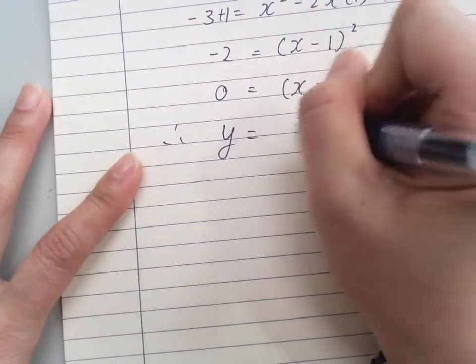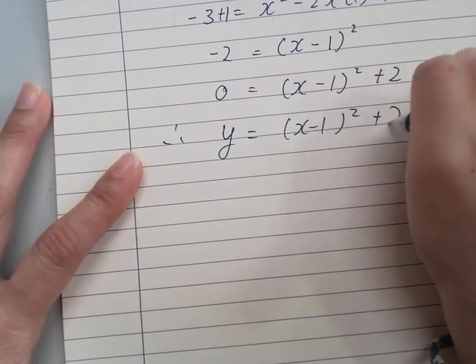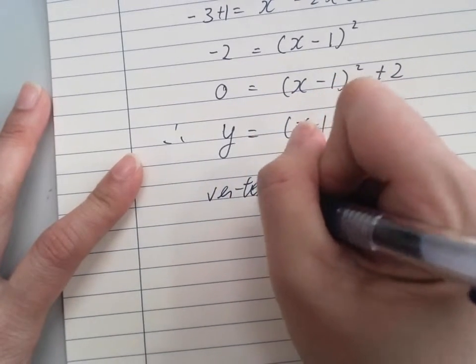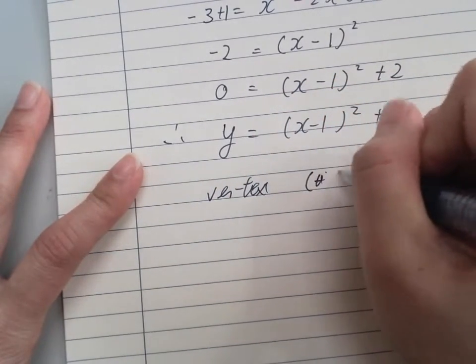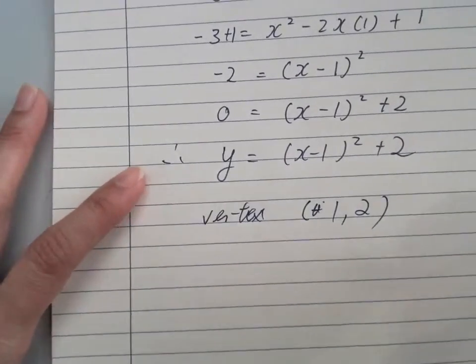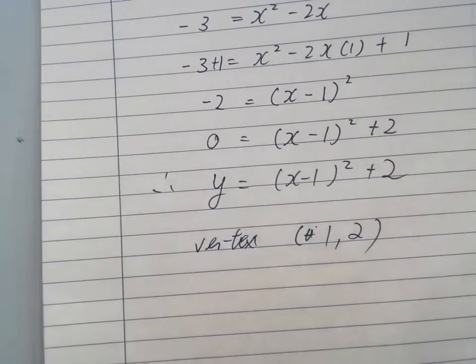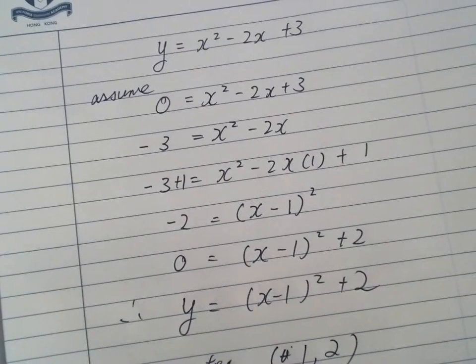Therefore, y equals x minus 1 squared plus 2. And your vertex will be 1, 2. No one forced you to keep the y. You can do whatever you like in the middle. Make sure you change it back. That would be fine. And so that is how we sketch the vertex.